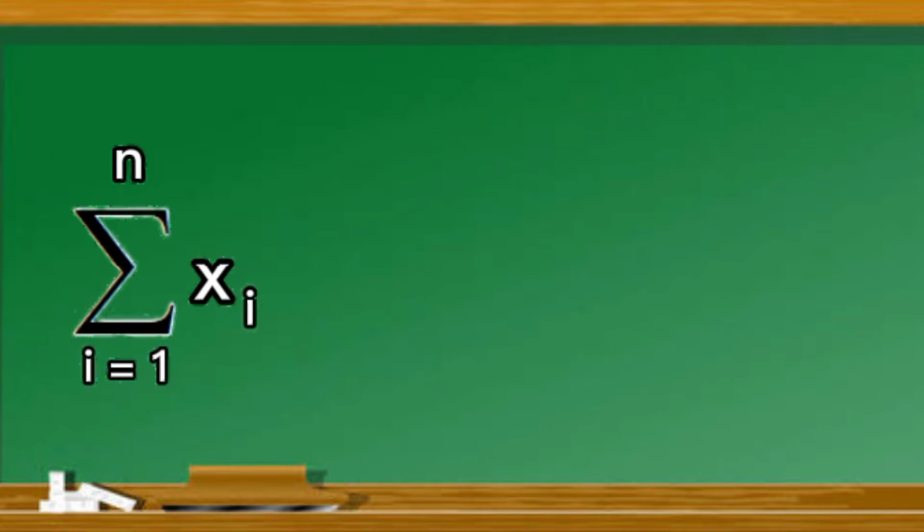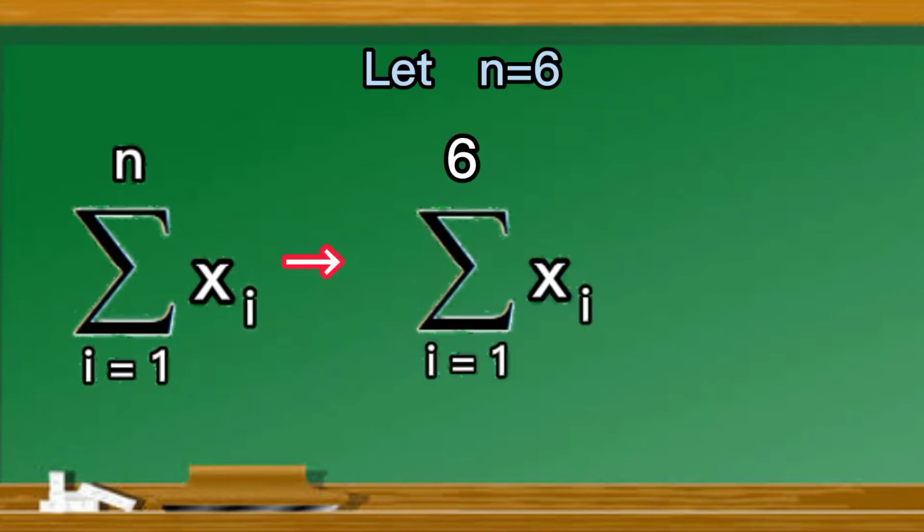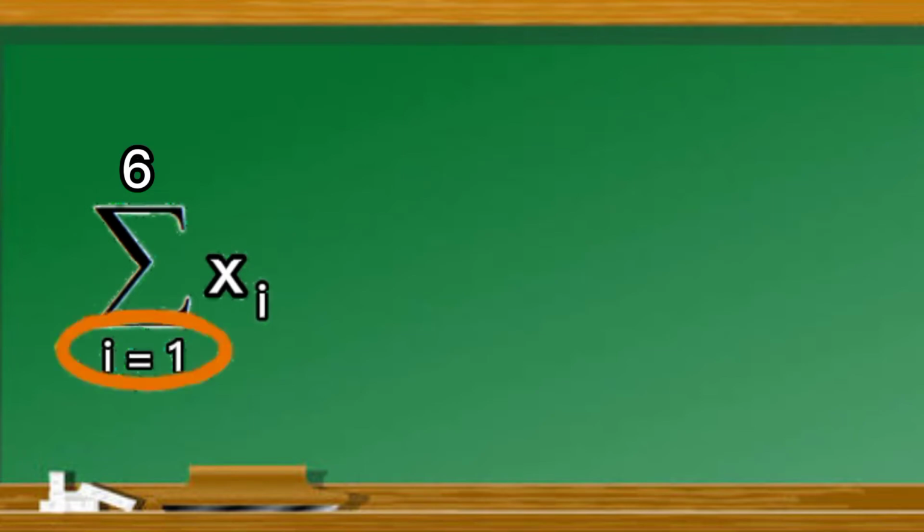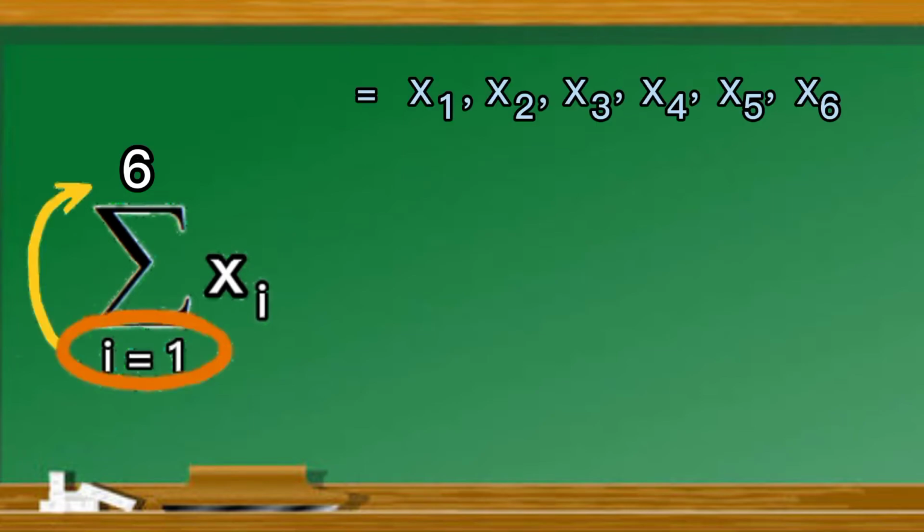Now, let us give value to our n from the given example. Let n be 6. So, we write this as, ito, and we read this as the sum of x that is from 1 to 6. So, meron tayong ilang terms? We have 6 terms. Nag-umpisa tayo sa x sub 1 hanggang sa x sub 6. So, we have x sub 1, x sub 2, x sub 3, x sub 4, x sub 5, and x sub 6. Ngayon, ay i-add natin lahat ng mga terms na yan.